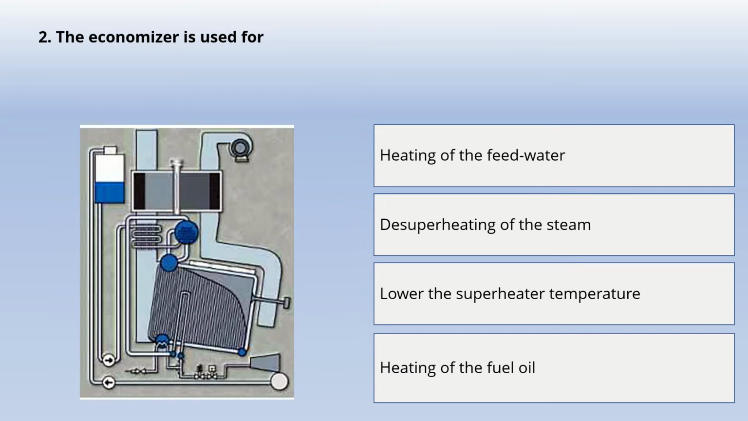Our next question is, the economizer is used for, and the options are heating of the feed water, desuperheating of the steam, lower the superheater temperature, heating of the fuel oil. And the correct option for this question is heating of the feed water.